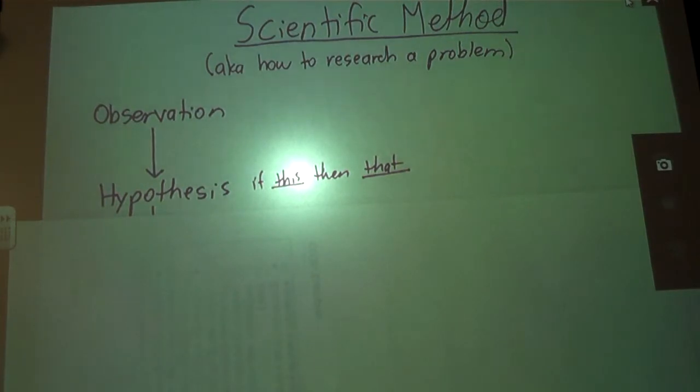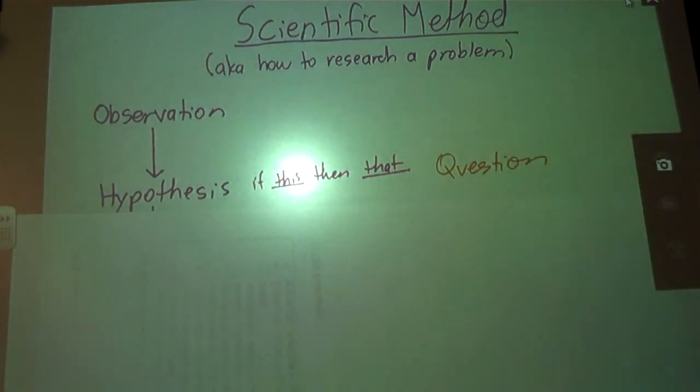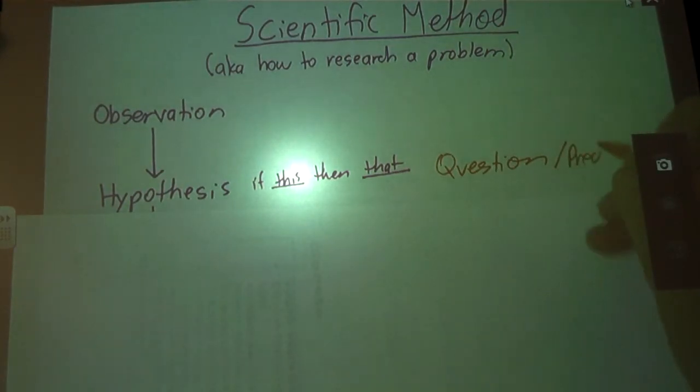Some experiments may not have a hypothesis per se, but more of a question that needs to be answered. But typically, before you begin any kind of experiment, you want to make a prediction. What do you think is going to happen throughout this endeavor?